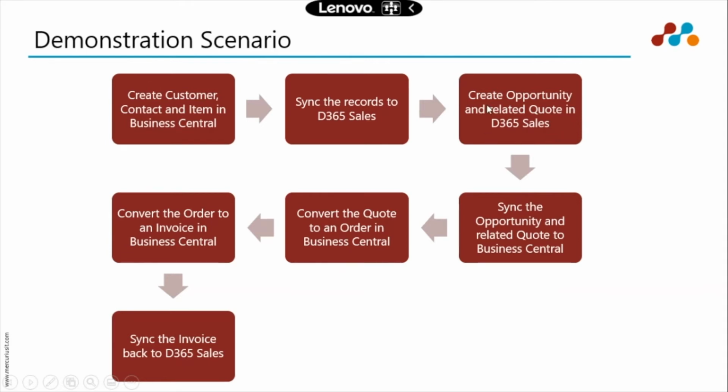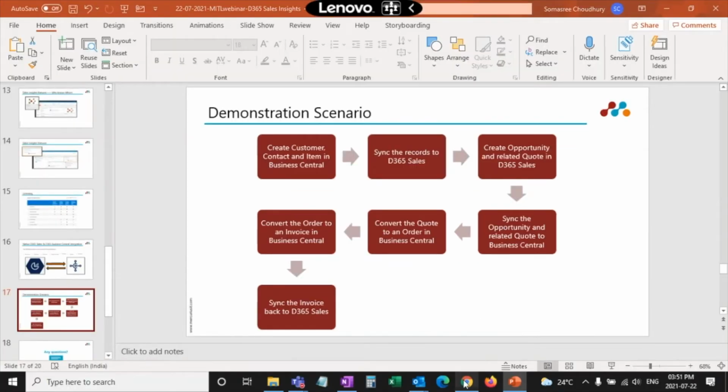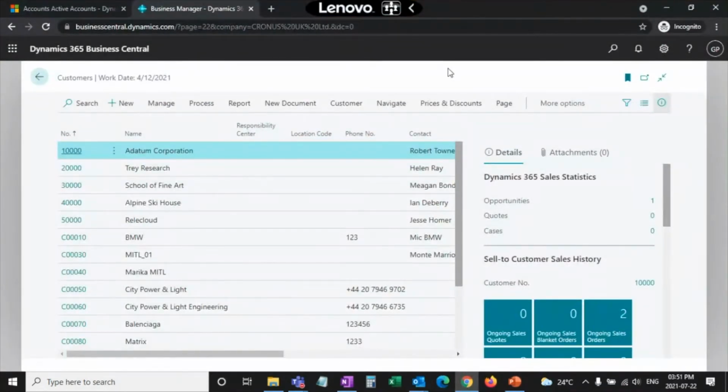Once that is done, we will be syncing the opportunity and the quote records back into Business Central so that the finance team can work on the financial aspects of the quote, and then they are able to convert the quote to an order, which will eventually be converted into an invoice in Business Central. Once that is done, we will be syncing the invoice back to Dynamics 365 Sales, so that the sales team also has an idea about the final result of the opportunity. Now let's go back to our system and we will show a real-time demonstration of the scenario that I have just described.